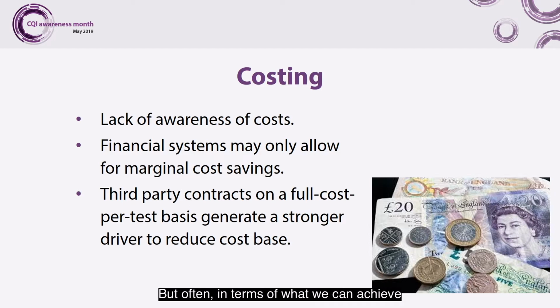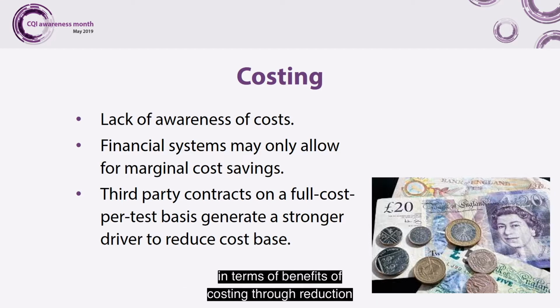But often, in terms of what we can achieve in benefits of costing through reduction in activity, it is only the marginal cost. That is to say, what is the cost of reagents for doing a test? Because we're not going to be able to shed staff and we're not going to be able to get rid of the equipment. It is only if you outsource your pathology services to a third-party provider that you're likely to be able to recover the full cost per test when you reduce activity. So in terms of the benefits that you can achieve, it is important not to overestimate what you think the cash releasing benefits are likely to be.